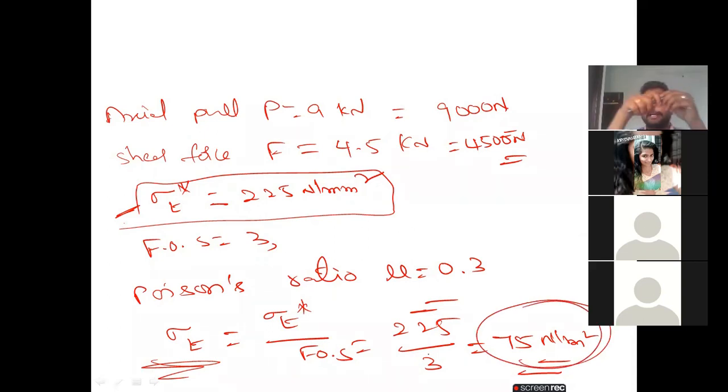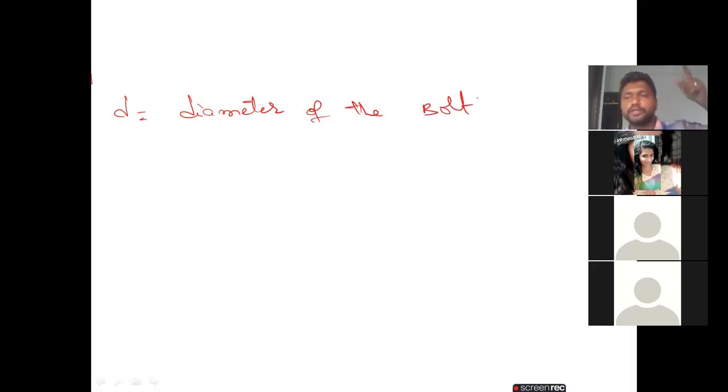Now there is a bolt. We are applying a pull of 9 kilonewton, along with a shear force of 4.5 kilonewton. So now let us assume D equal to the diameter of the bolt. My dear students, here we have to use both the principal stress theory as well as the principal strain theory. Okay. So the diameter of the bolt is D.